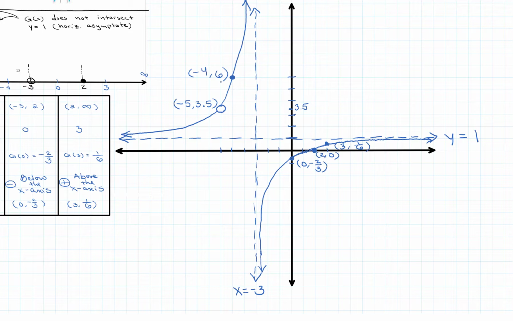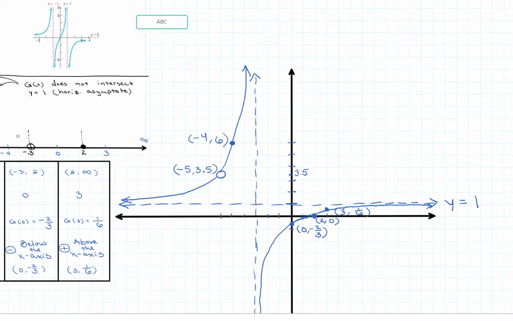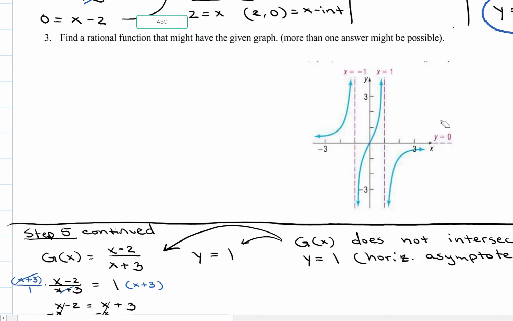Wonderful. Now what do? You're not done until you check it on your graphing calculator, right? Because the whole point of this is to make sure that you are doing this correctly, right? All right, number 3, find a rational function that might have the given graph. More than one answer might be possible.